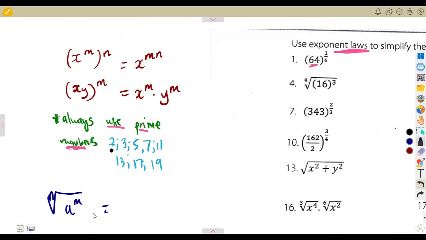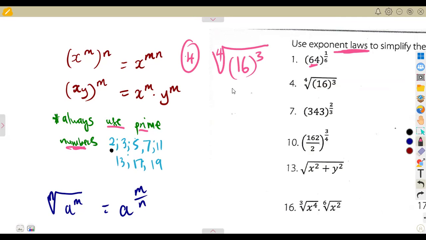This was taken where? That is what you need to know. This was taken from a to the exponent of m over n. So if I am given this condition, it's m over n, the exponent over what is in the denominator. So on this question number 4, that is the 4th root of 16 to the exponent of 3.